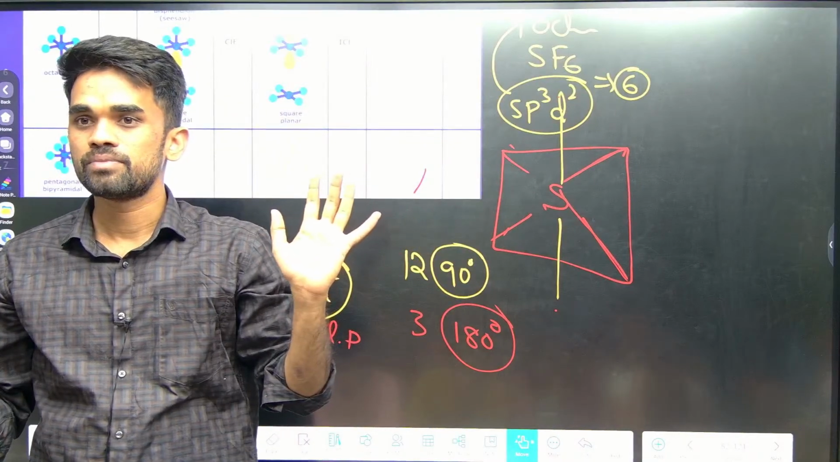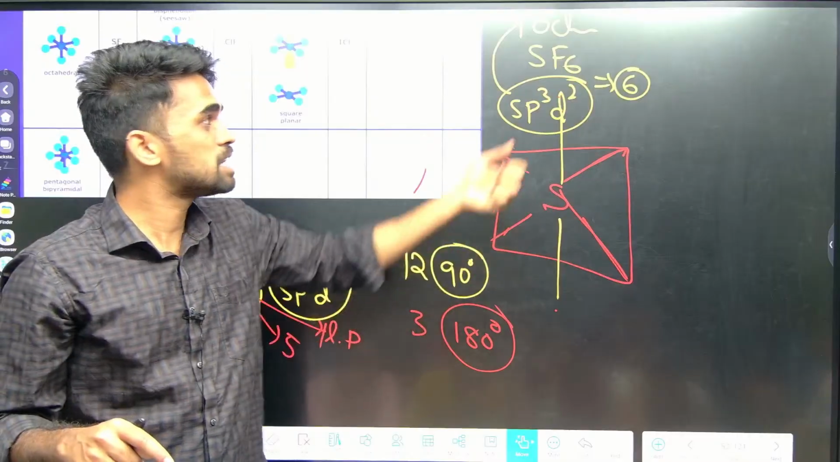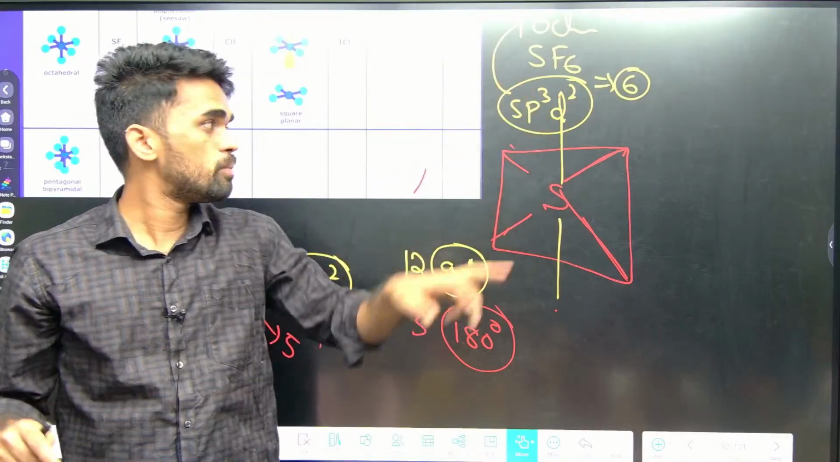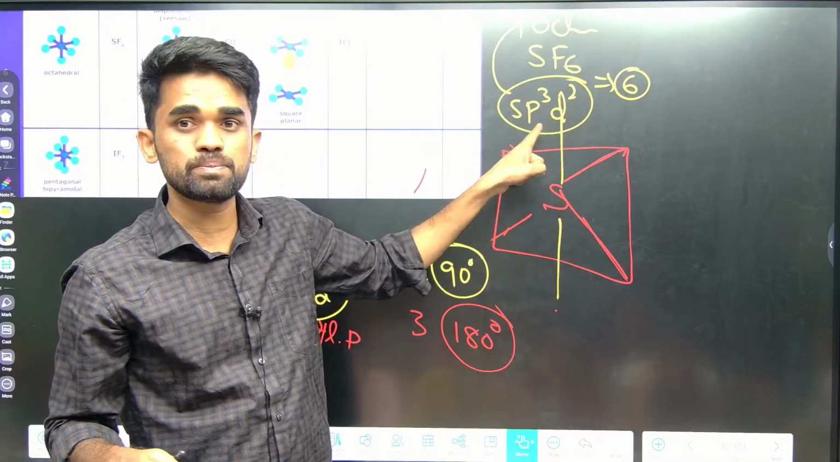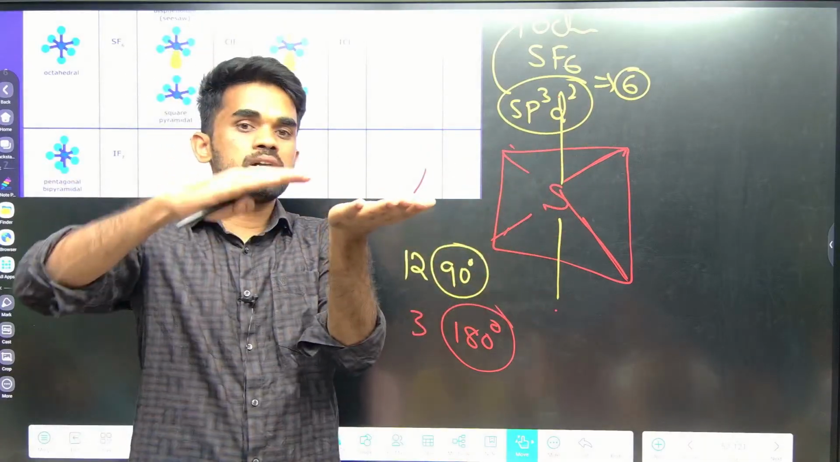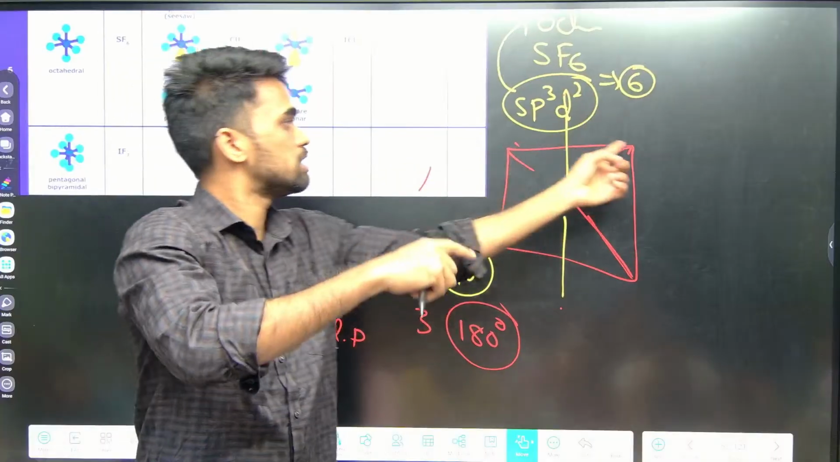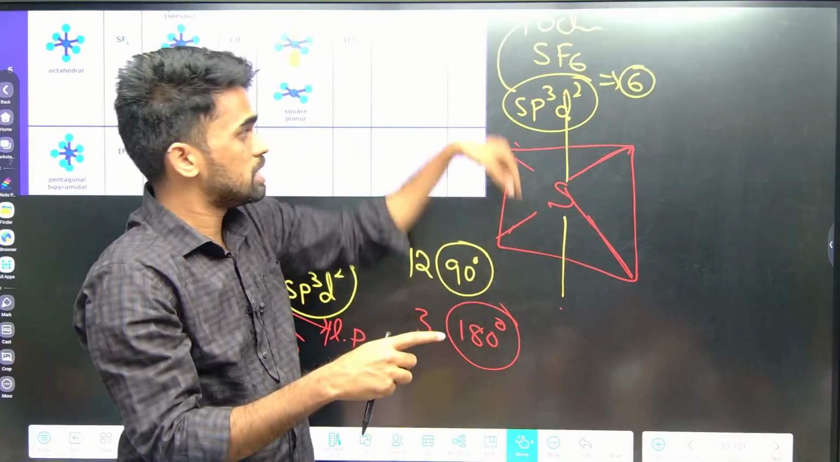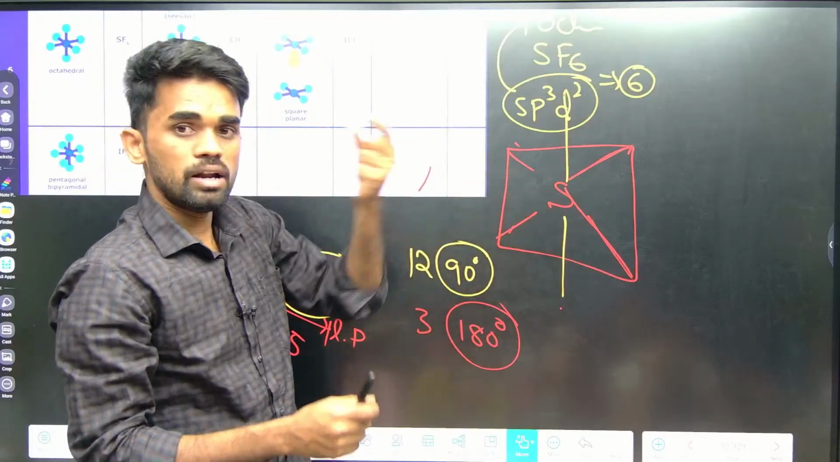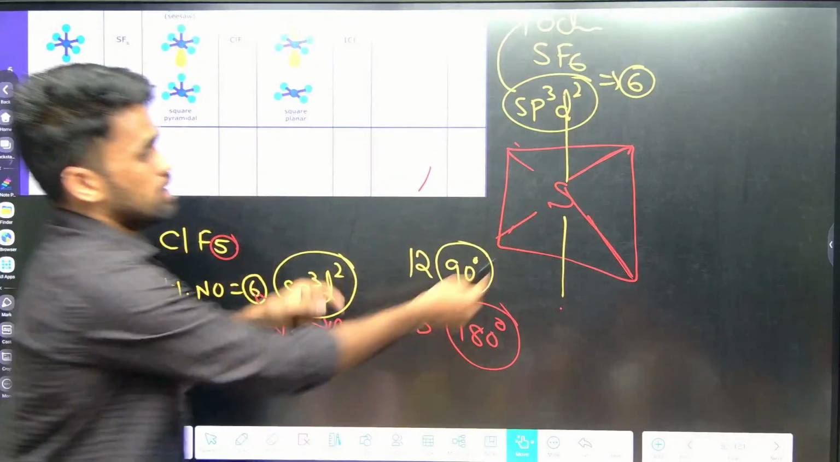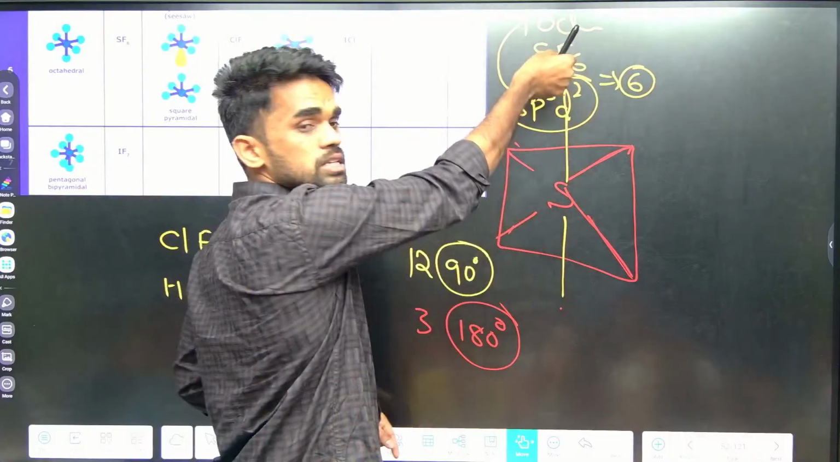Now here best example is SF6. How much we got hybridization number? 6. 6 means it is sp3d2. So 4 bonds, 4 atoms like this one are in the plane. One is above, one is below. Out of that you put that lone pair electrons on this yellow color line or this one.